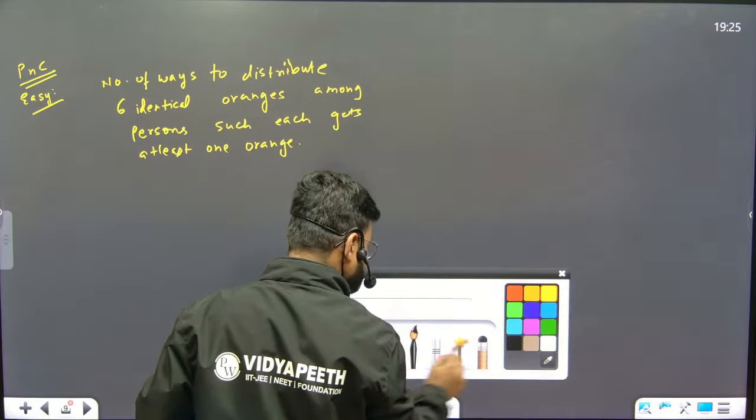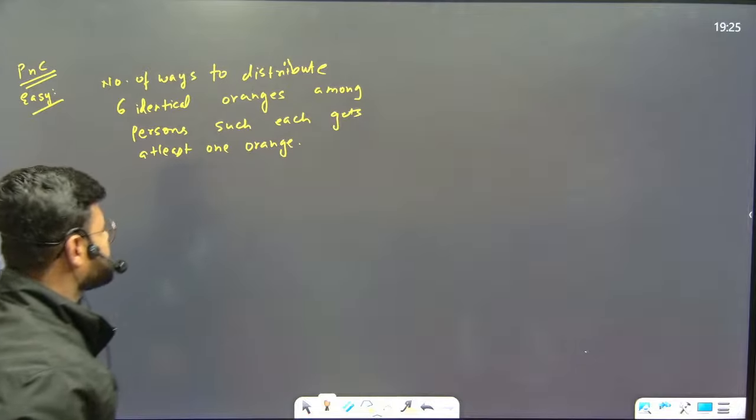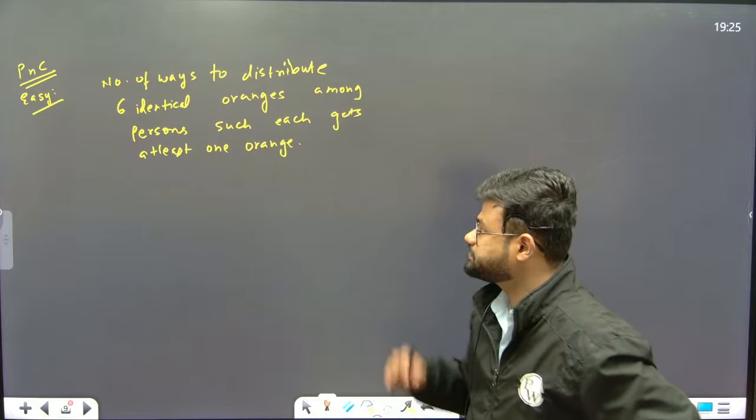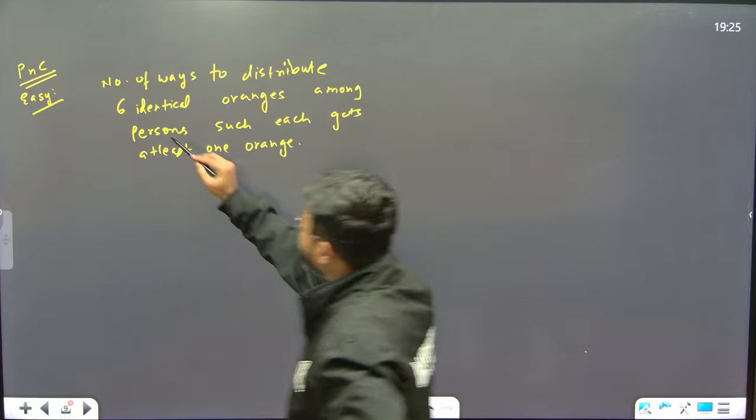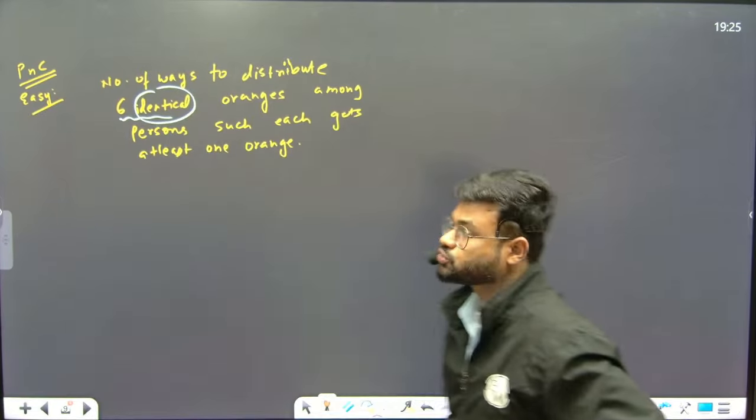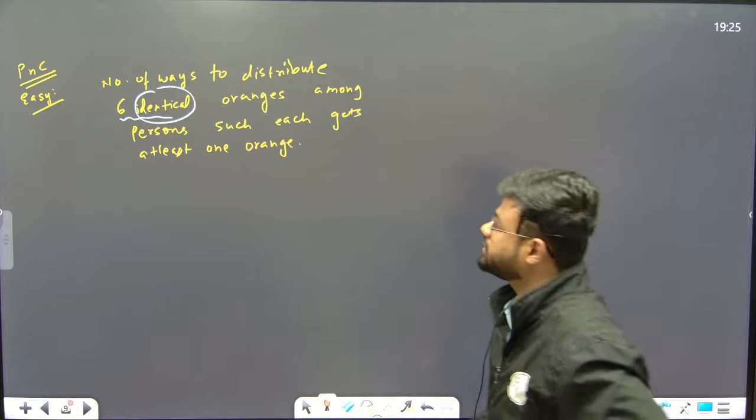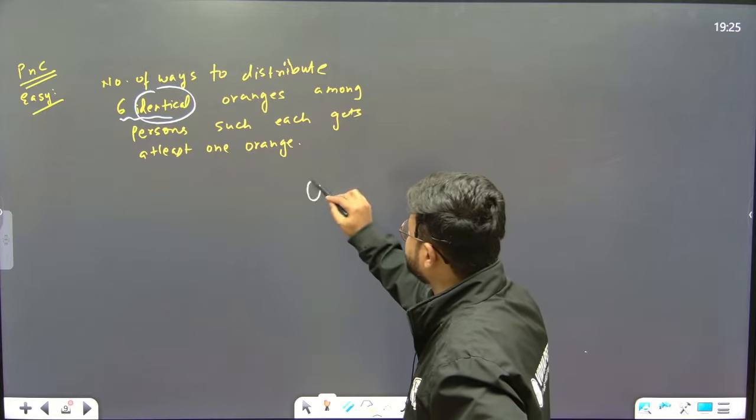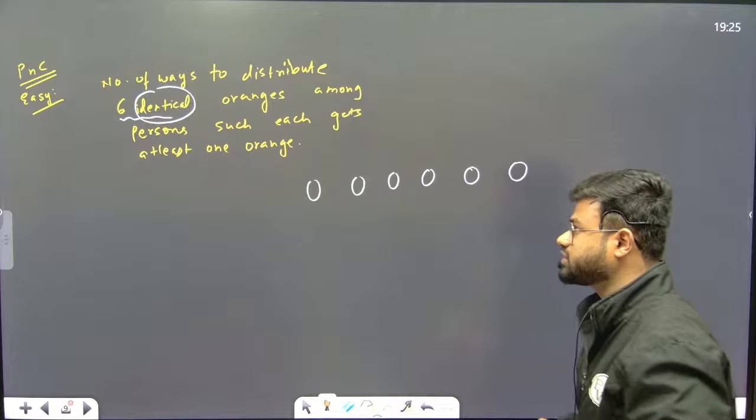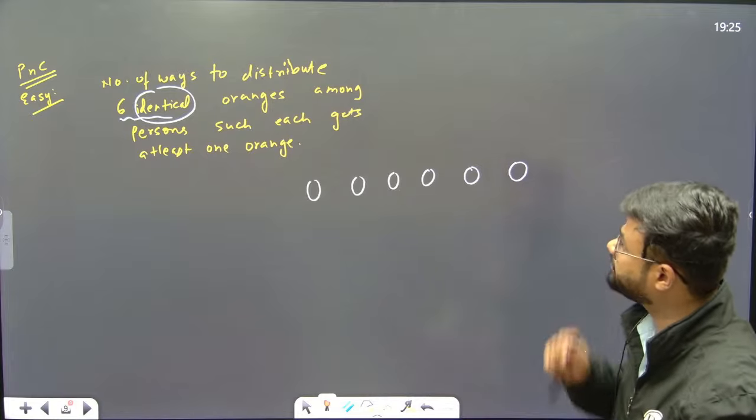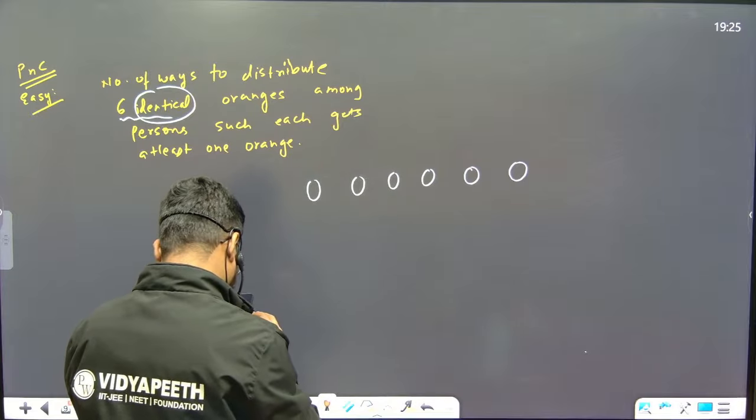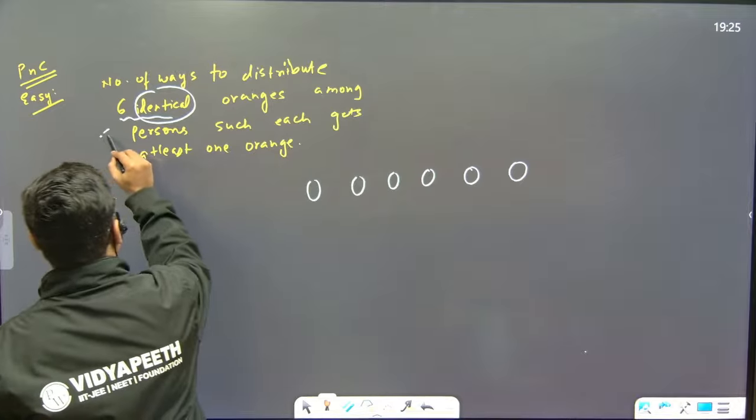Okay, so how we will tackle this question? Let's see. This question is based on the method of fictitious partition. When to use this method? When items are identical, right? The items which we have to distribute, we place like this, considering them as identical. So there are 1, 2, 3, 4, 5, 6 identical oranges, and we have to distribute this among, just 1 minute, among how many persons? Among 4 persons.